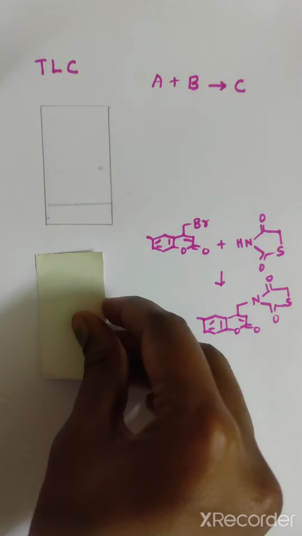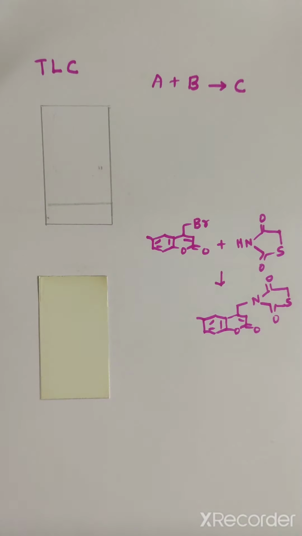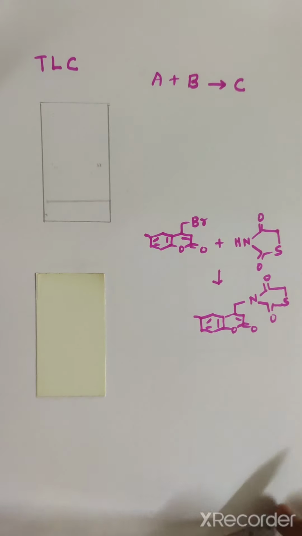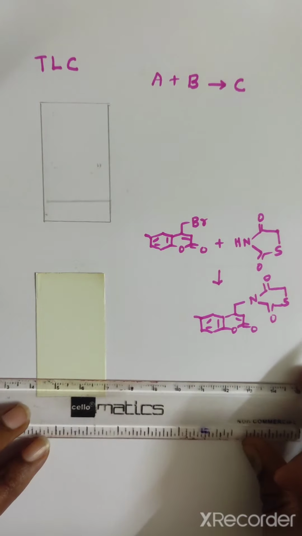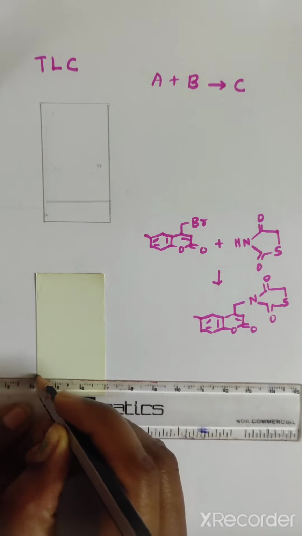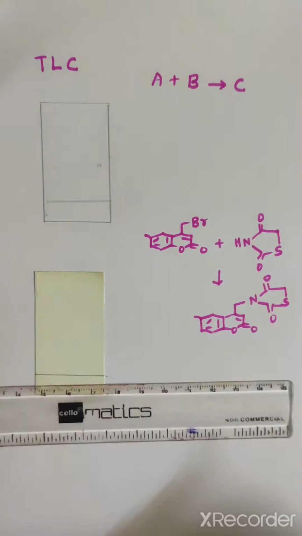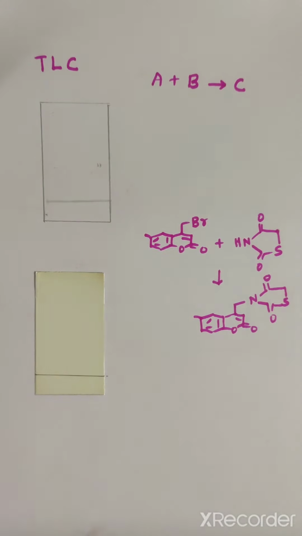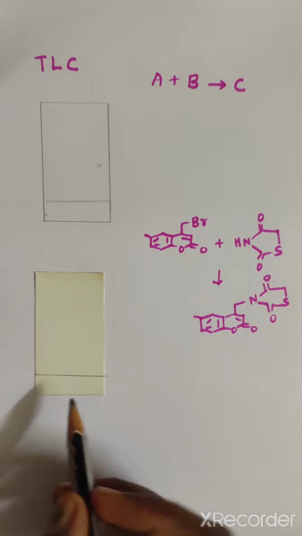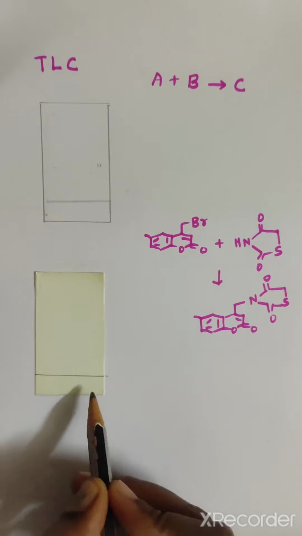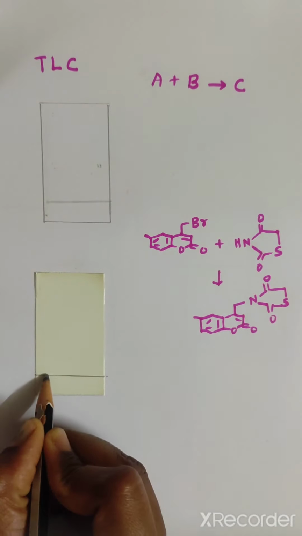This is our TLC plate. How to put TLC here? If you are a beginner, you can use a scale and draw a line here, because spots cannot move here and there, you have to spot like this.